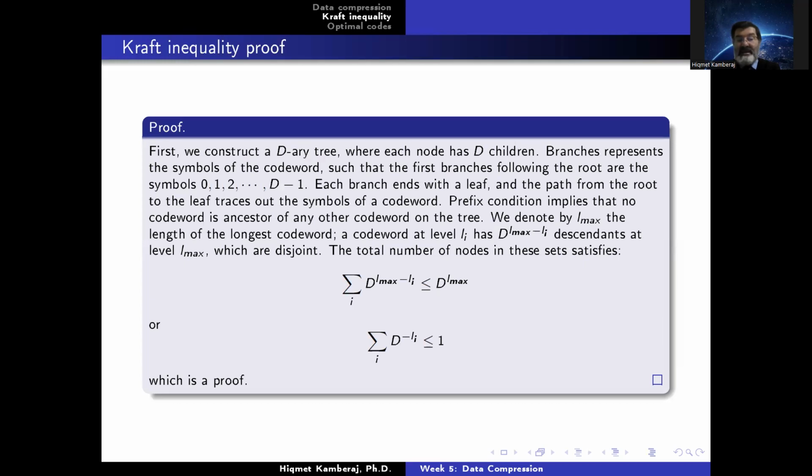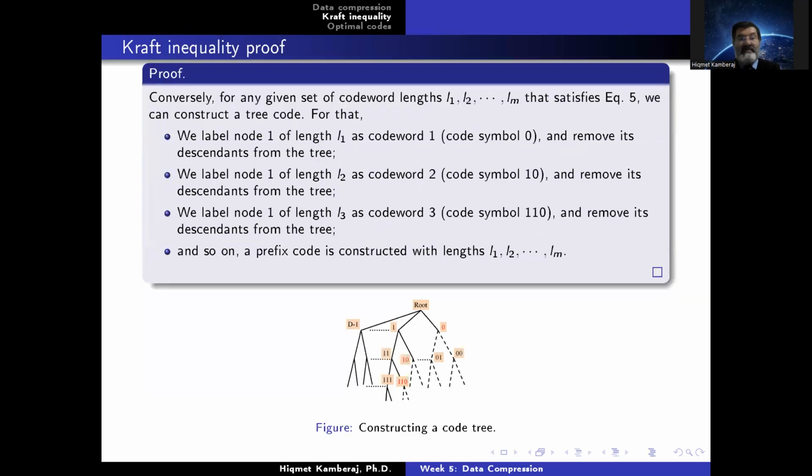The total number of nodes in this set satisfies this condition: the sum over i of D to the power Lmax minus Li must be less than or equal to D to the power Lmax. Now we can see that D to the power Lmax on the right-hand side does not depend on i, and can cancel out with D to the power Lmax on the left-hand side. So on the right-hand side, I'm left with just 1, and on the left-hand side, the sum over i of D to the power minus Li, which is a proof of the first part of the theorem.